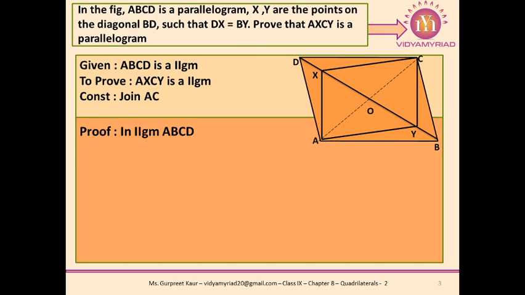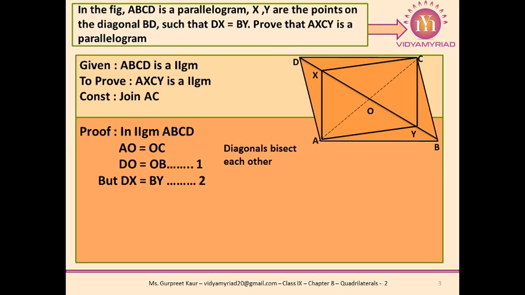Now we are told that ABCD is a parallelogram, and in a parallelogram we know the property is that diagonals bisect each other. So we can say that AO is equal to OC and DO is equal to OB. But we are told in the question that DX is equal to BY. So let it be equations 1 and 2.